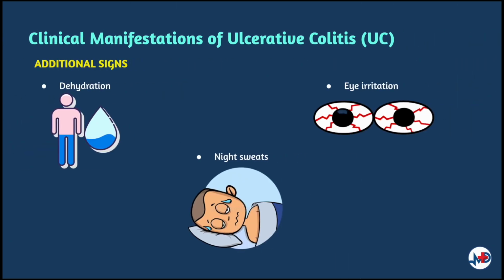You may also encounter other hallmark or additional signs that are associated with ulcerative colitis, such as dehydration due to the severe bleeding and diarrhea, eye irritation, which are other associated features that can come along with ulcerative colitis, and also night sweats.